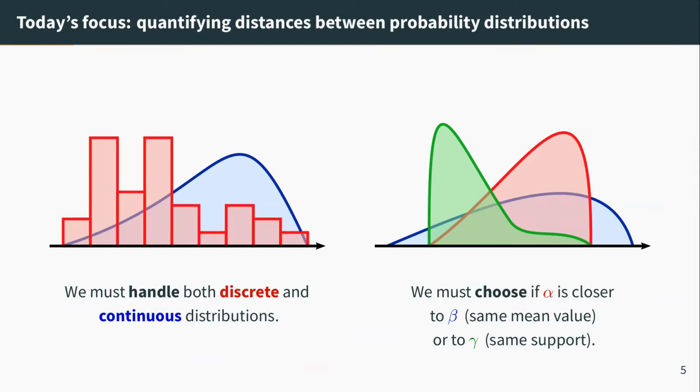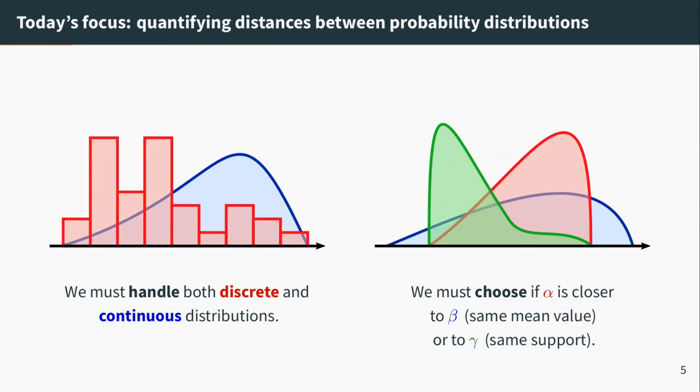So, this project has two main characteristics. The first is that we must try to handle both discrete and continuous distributions. Everything that we say today should be well defined or be generalized easily, both on discrete samples like point clouds, histograms, and continuous distributions like Gaussian or exponential distributions.